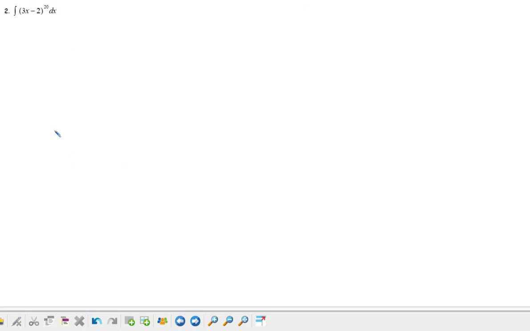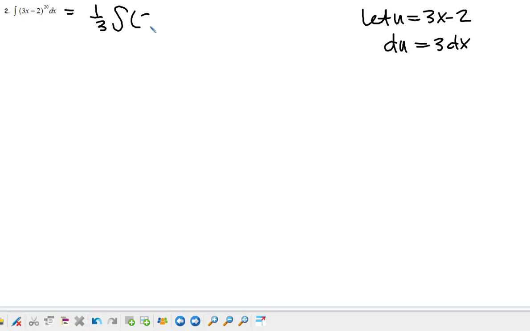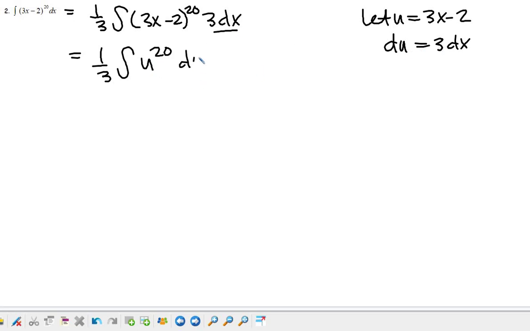Number 2, it's really only one thing to let u be. So we're going to let u equal 3x minus 2, and then du would just be 3 dx. Now I can make that happen by putting the 1/3 on the outside. So I have (3x minus 2) to the 20th, 3 dx, which is what I need for du. So then I can make my substitution, the integral of u to the 20th, and then 3 dx becomes du.